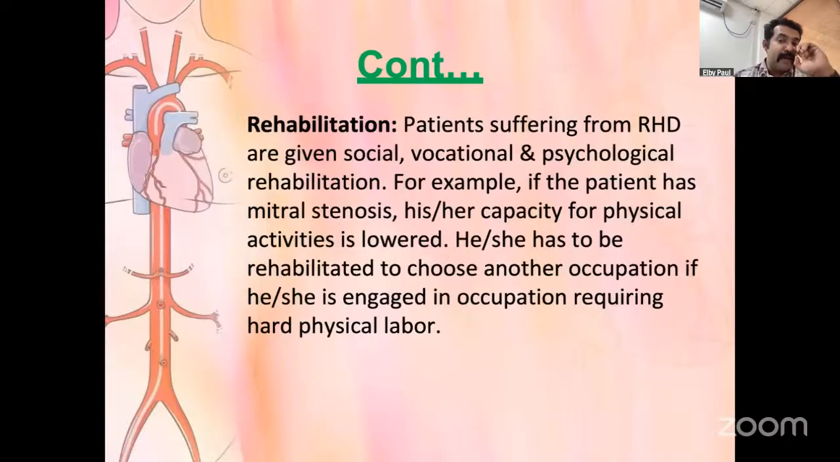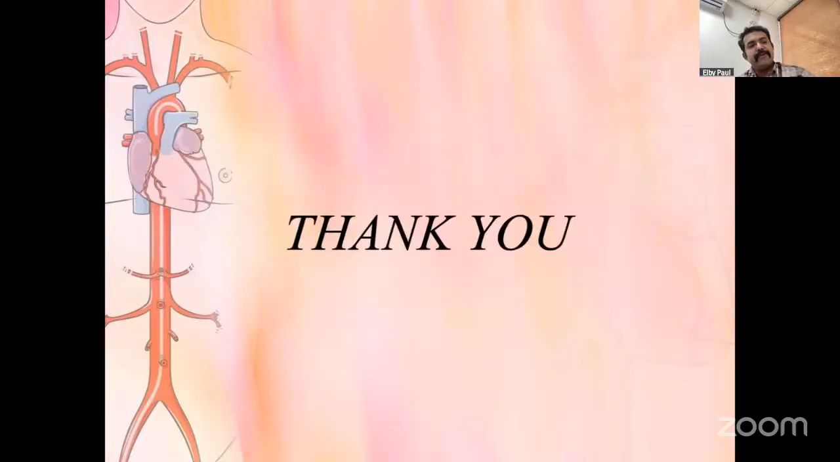Okay. Rehabilitation: patients suffering from RHD are given social, vocational, and psychological rehabilitation. For example, if the patient has mitral stenosis, his or her capacity for physical activity is lowered. He or she has to be rehabilitated to choose another occupation if engaged in an occupation requiring hard physical labor. Okay. Thank you. I think I finished on time.